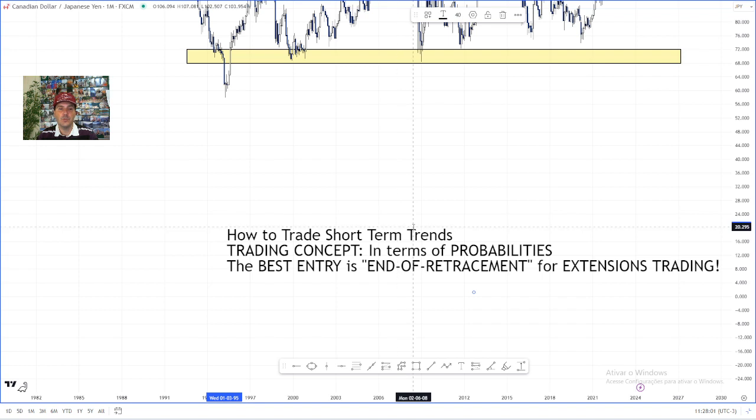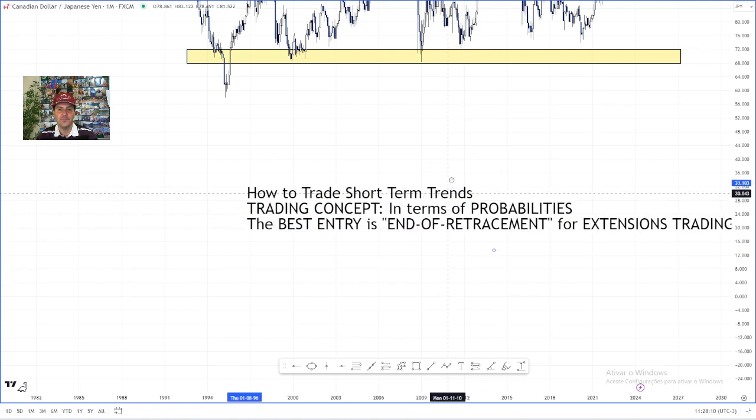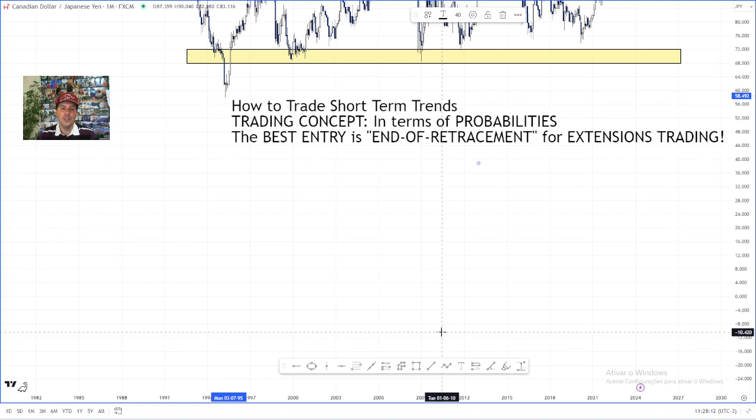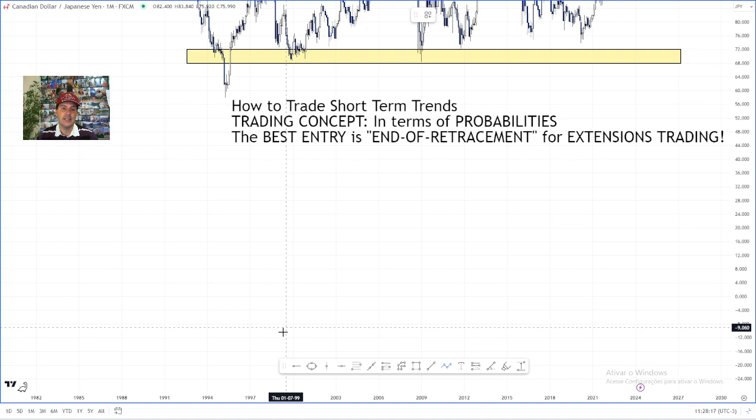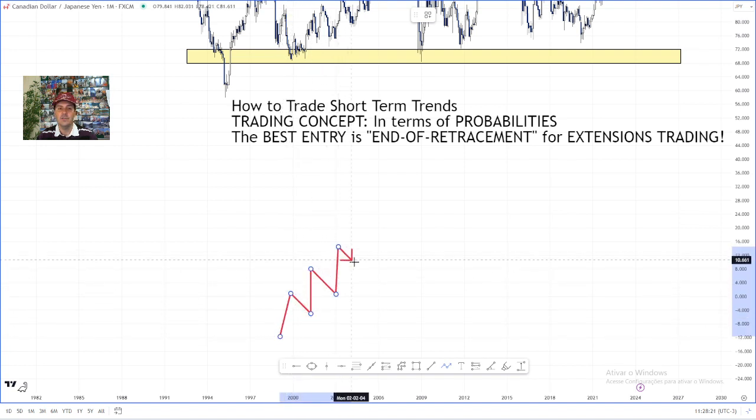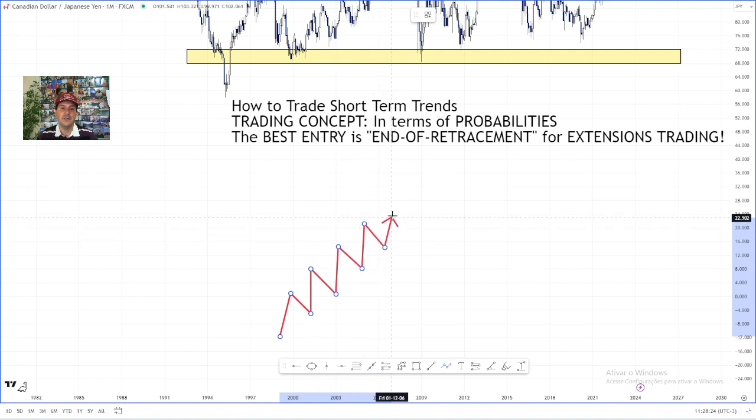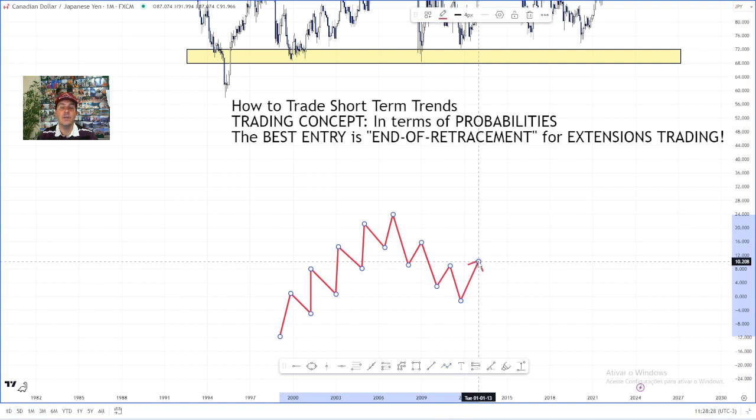How to trade short-term trends, trading concept. In terms of probabilities, the best entry is the end of retracement for extensions trading. What does this mean? This means that to have a better chance of success in trading an uptrend, you must first identify an up market wave, an up market structure trend.